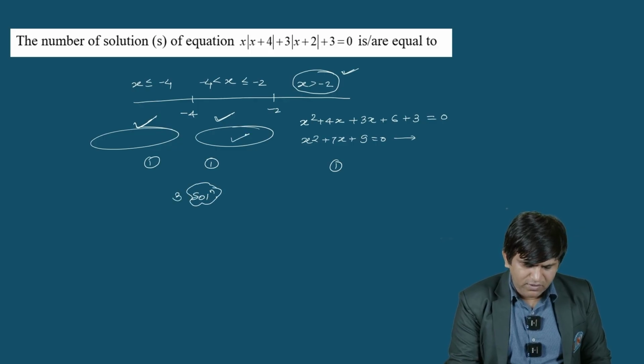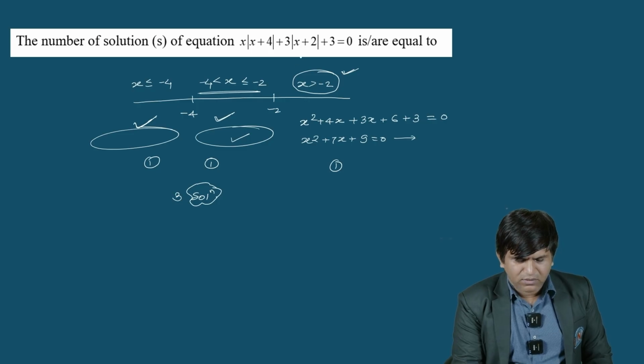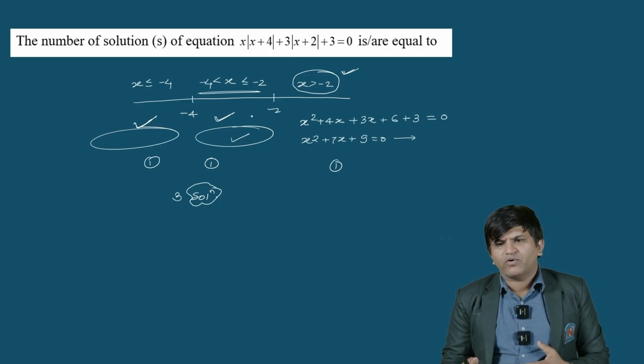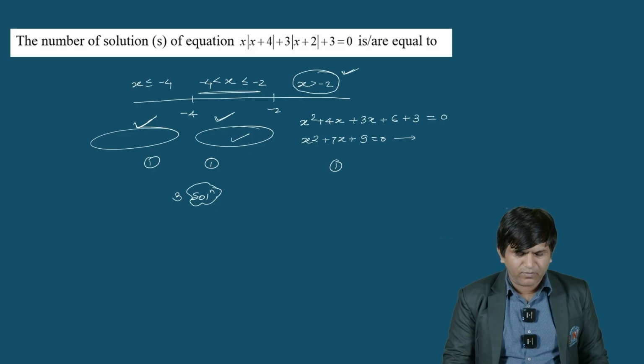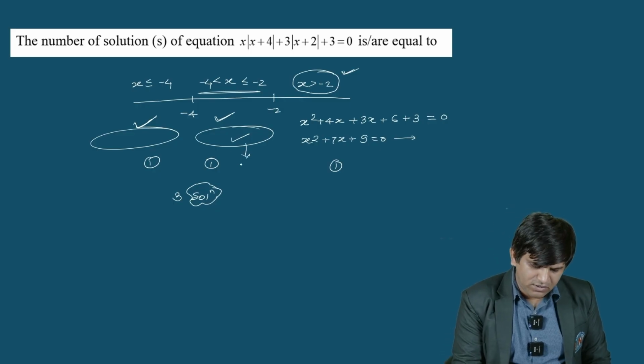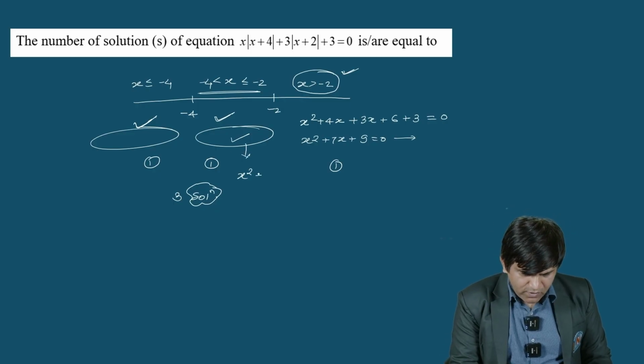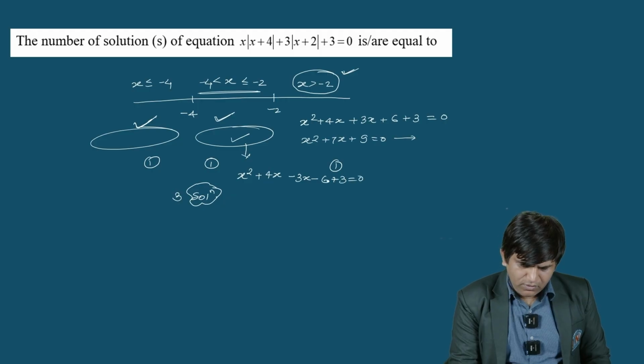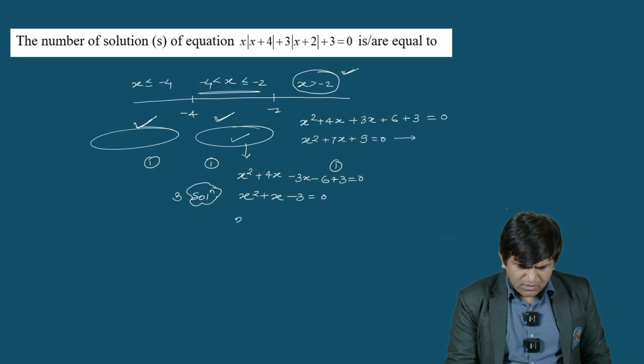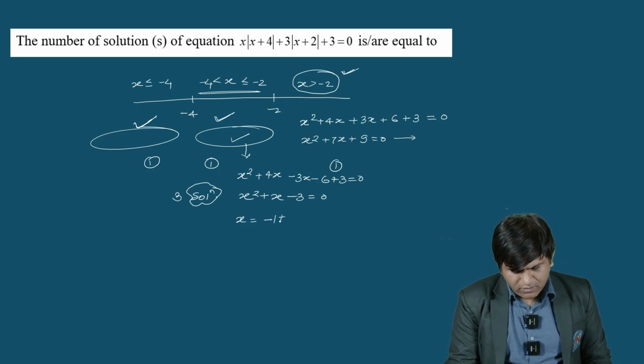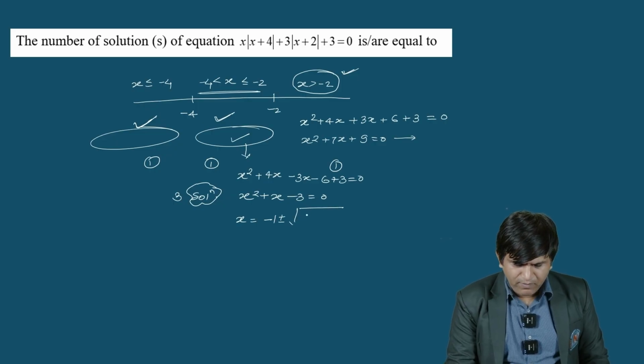We can write equations. In this case, this mod will open with minus sign, and one mod will open with plus sign. So in this case, the equation will be x square plus 4x minus 3x minus 6 plus 3 equal to 0. This we can write as x square plus x minus 3 equal to 0. x equal to, quadratic formula we can apply, minus 1 plus or minus root over 1 plus 12, so that is root 13 by 2.